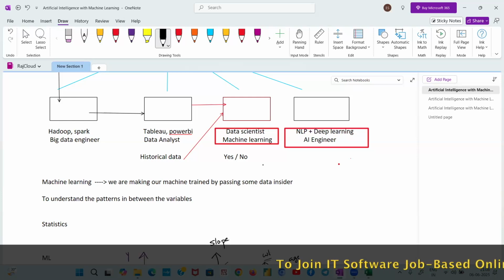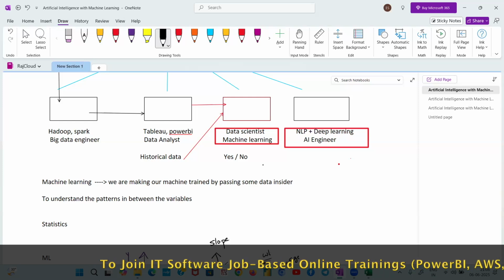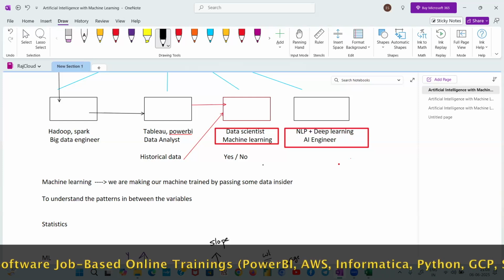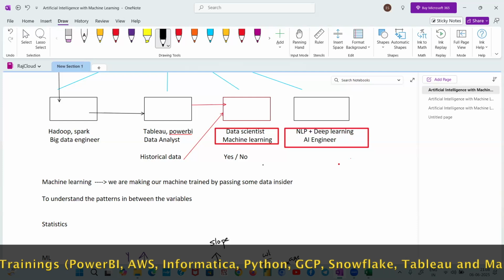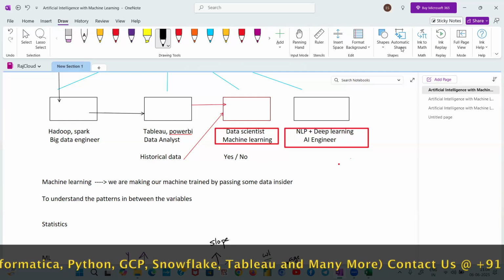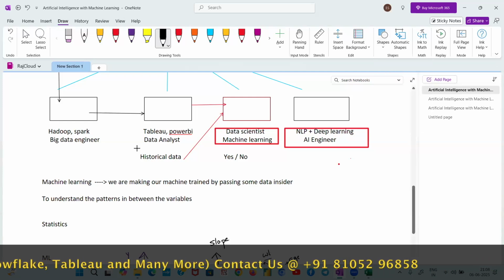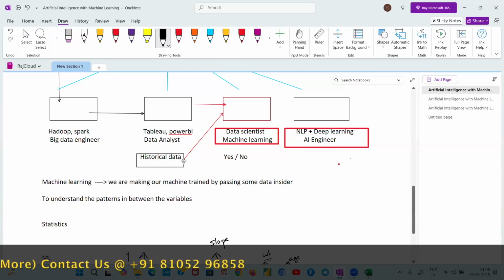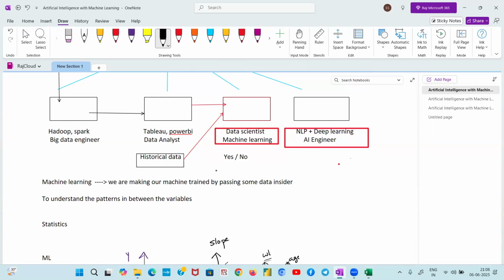So this is your role. I'm giving the roles and responsibilities of a data scientist versus a data analyst. What will a data analyst do? Whatever the historical data is, from that he will make his observations and explain them to the client. But what does a data scientist do? Not only observe, he will develop a machine learning model such that for future data also, he will start predicting.